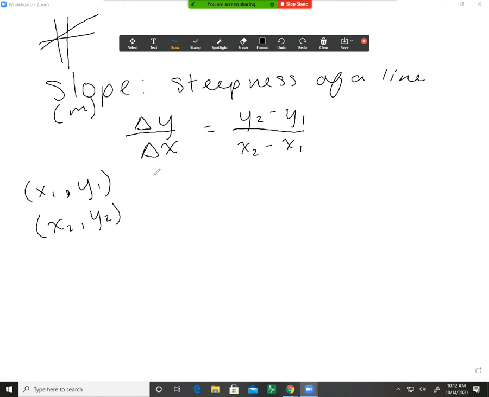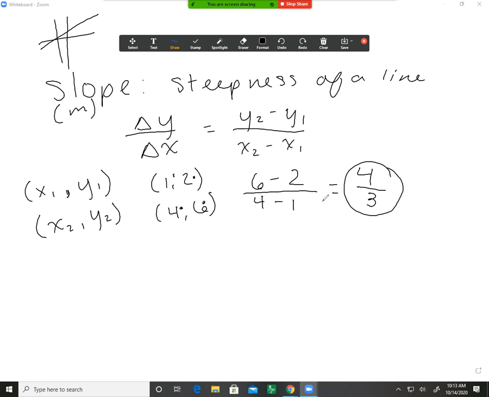So if our points are 1, 2 and 4, 6, we want to find the slope of that. We take the changes in our y's, so 6 minus 2 over 4 minus 1. And we solve. 6 minus 2 is 4. 4 minus 1 is 3. So our slope is 4 over 3. Another way you might see slope written or talked about is rise over run.